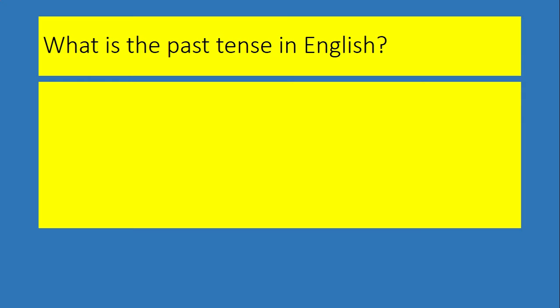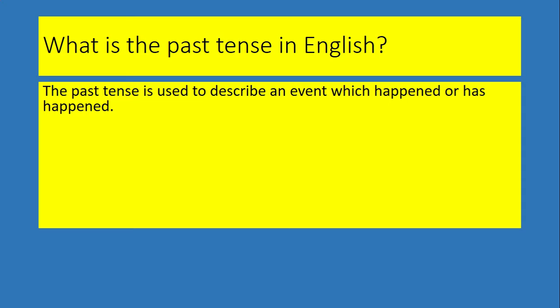First of all, a quick recap about the past tense in English. As I always say, you can't learn a verb tense in a foreign language unless you know what that verb tense is in English. So the past tense is used to describe an event which happened or which has happened. So for example, he played or he has played. So in English we have two past tenses. One has the word have or has in it, the other one doesn't.